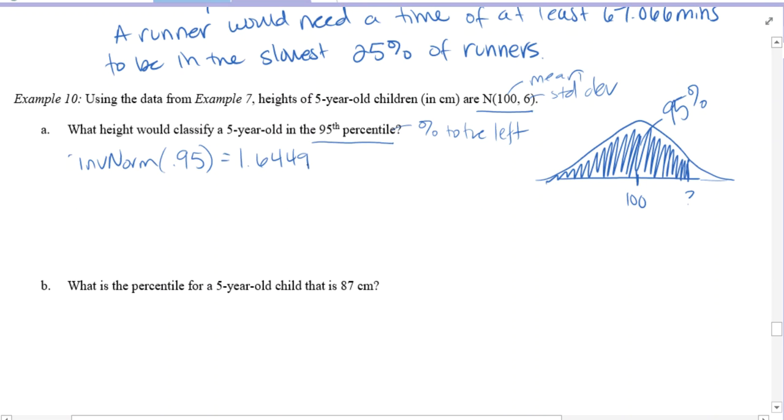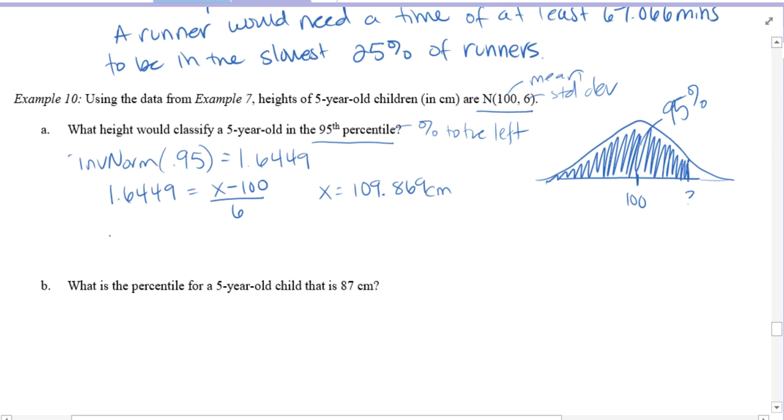Okay, 1.645. I just used more decimal places just because I did, but 1.645 is fine. Equals x minus our mean of 100 divided by our standard deviation of 6. Okay, so multiply by 6, add 100 to solve for x. So our answers might be slightly different just with rounding, which is fine. But this should be something like 109.869. And our units were centimeters, so this is centimeters.